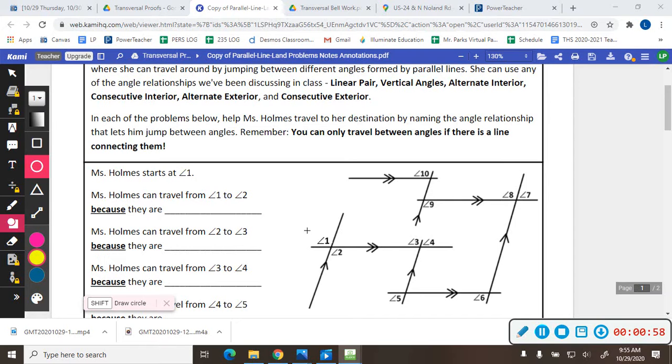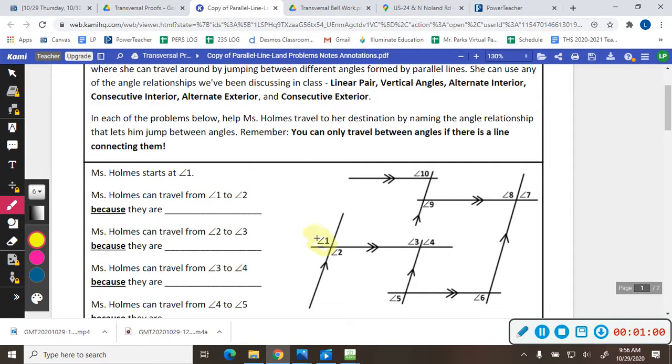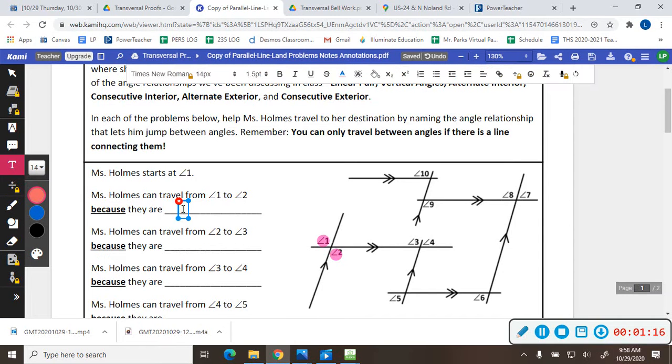We're going to start at angle 1. Ms. Holmes can travel from 1 to 2 because they are vertical angles. So we know that angle 1 and 2 are congruent because they are vertical angles.